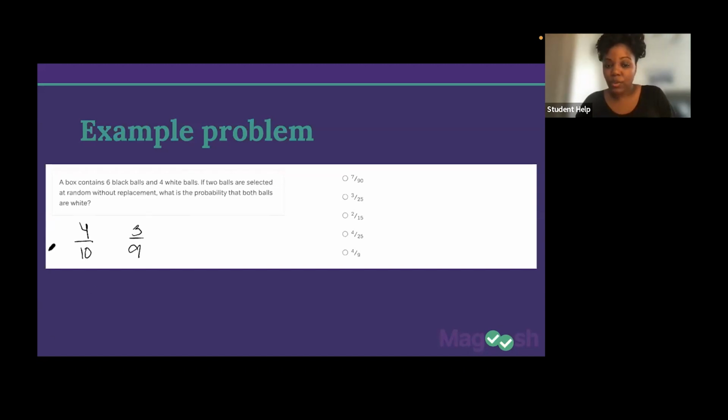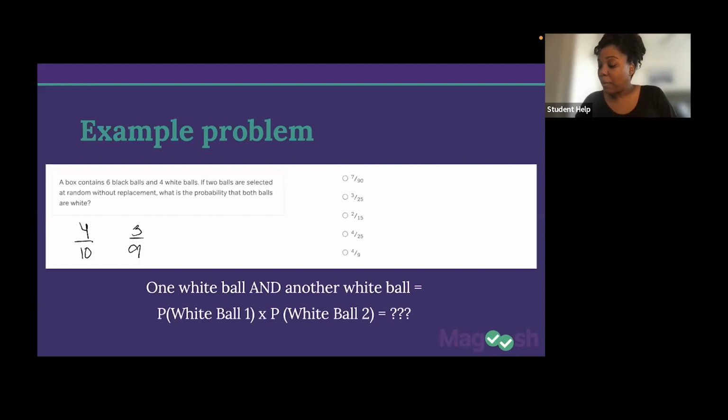And the question here is, what do we do with that? Well, remember, we want one white ball and another white ball. So that and means we multiply. So what is the probability of white ball 1 times the probability of white ball 2? Well, that's 4/10 times 3/9, right? Which equals 12/90. And that simplifies because 6 goes into both. So 6 goes into 12 2 times, and it goes into 90 15 times.